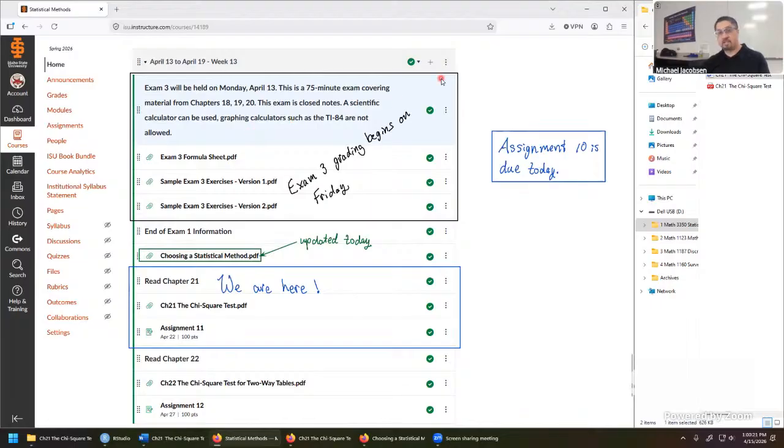I'll start grading our third exam after getting caught up with all the grading. Assignment 10 is going to be due today, it turns out. So once I get caught up on all grading, I'll turn over to grading exam 3, and I'll have all the grades and feedback posted in this portion here. Well, that's where we're at so far.